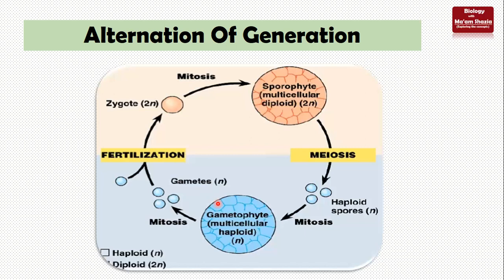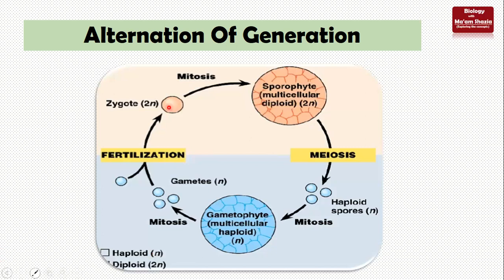So the gametophyte generation is going to produce the gametes, and these gametes are produced through mitosis. Why? Because the whole plant body is haploid, so they are unable to go through meiosis. Plants are the only organisms that can produce gametes through mitosis. The rest of the groups go for meiosis for the production of gametes, right? So through mitosis, they will produce gametes.